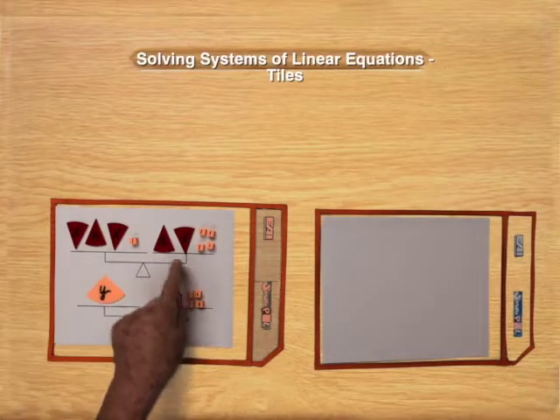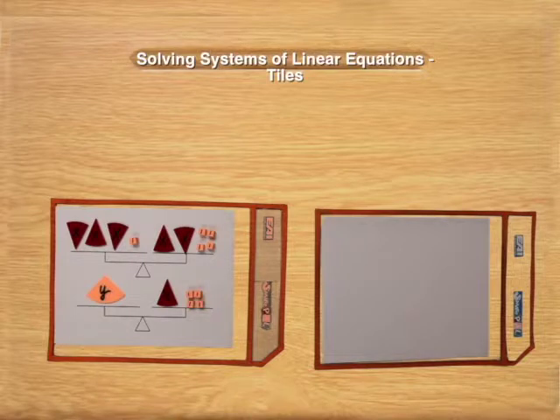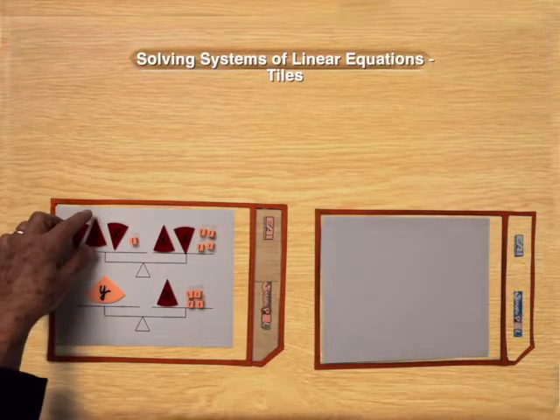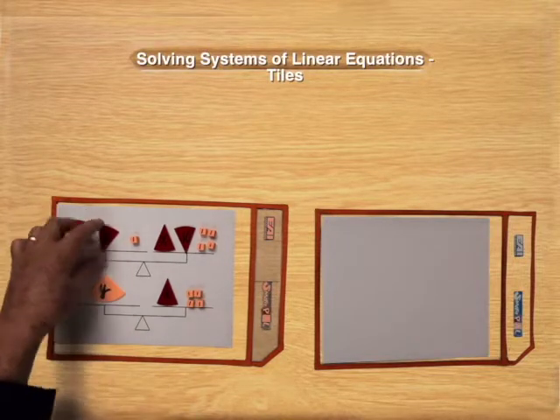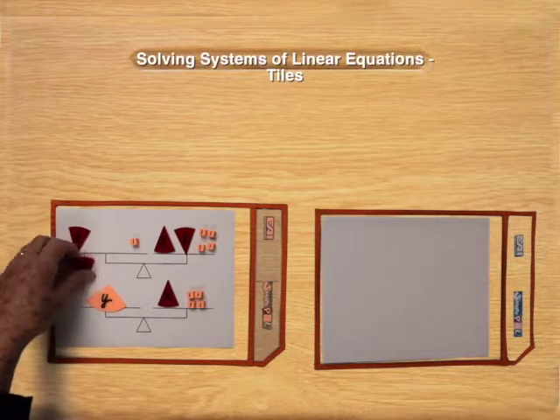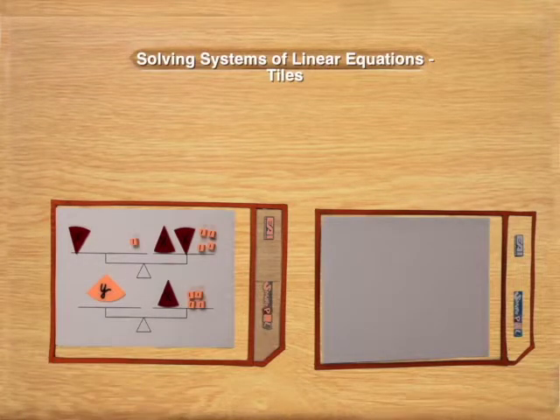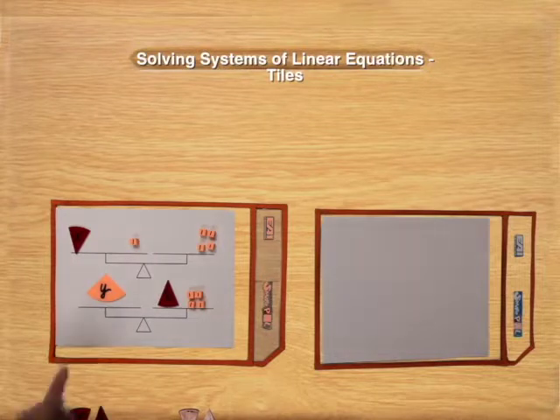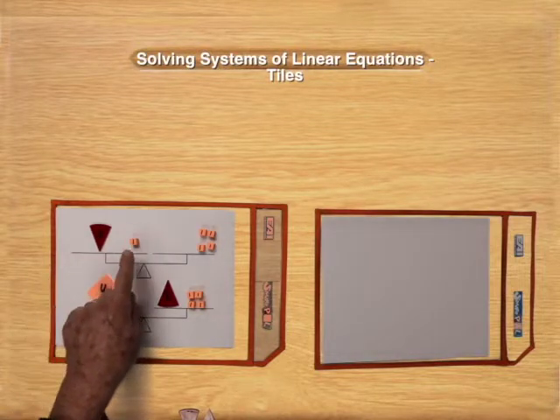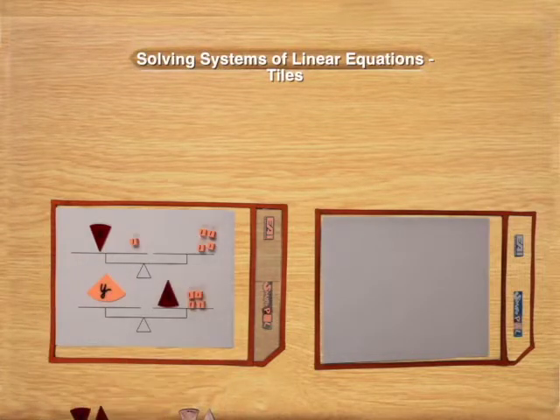Now you'll notice that the balance has one unknown, and we know how to solve that. The first thing we're going to do is take 2 x's off of the left-hand side of the balance, and in order to keep the balance, we're going to take 2 x's off the right-hand side of the balance. So now we have x and 1 balancing 4 ones.